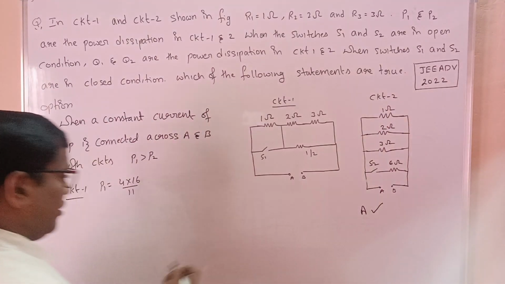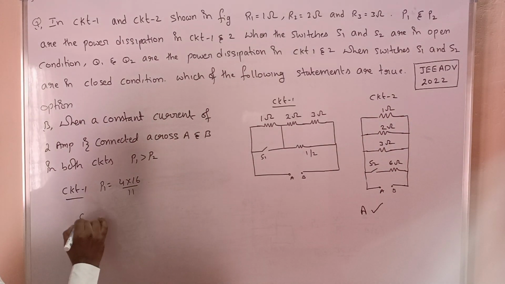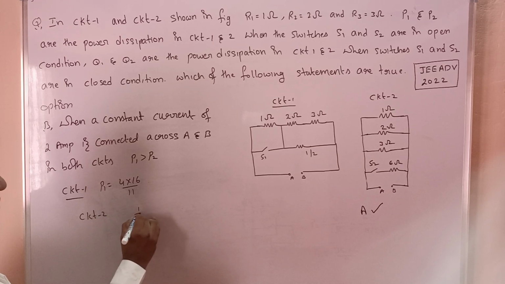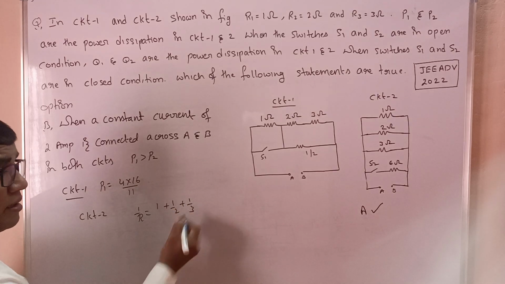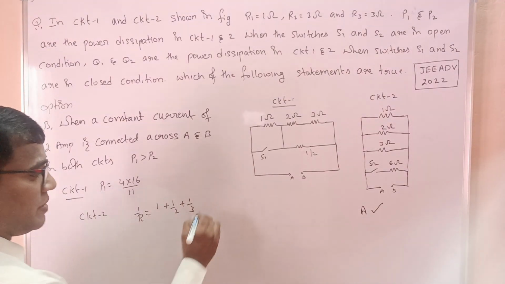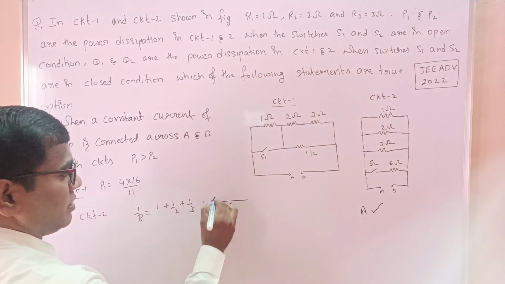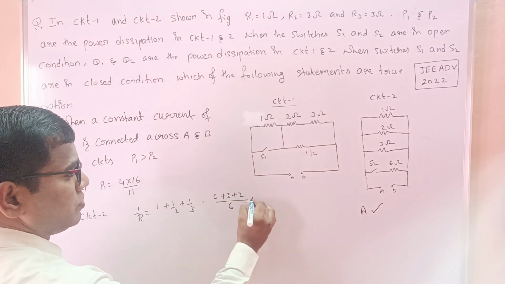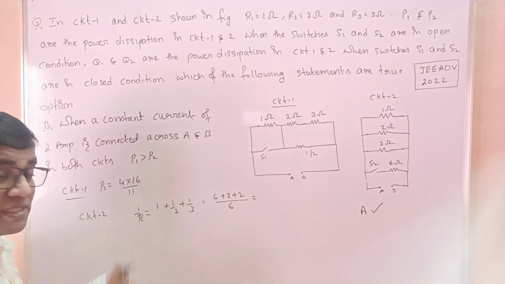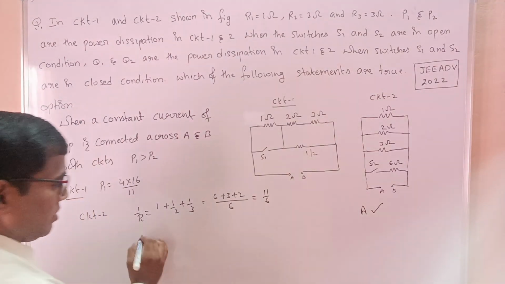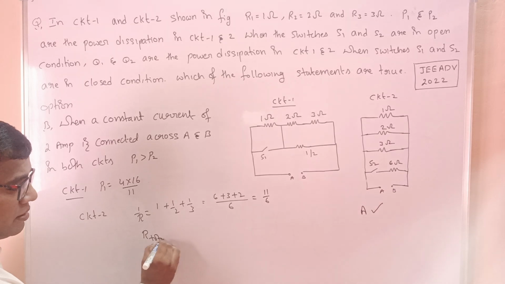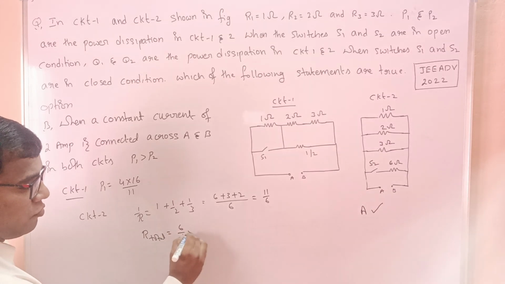In parallel, for circuit 2, 1 by R can be written as 1 plus 1 by 2 plus 1 by 3. Last time we already did this. LCM is 6. 6 plus 3 plus 2: 6 plus 3 is 9, 9 plus 2 is 11. So 11 by 6. R total can be written as 6 by 11 ohms.